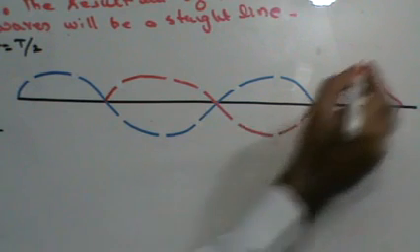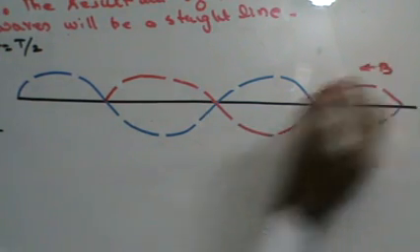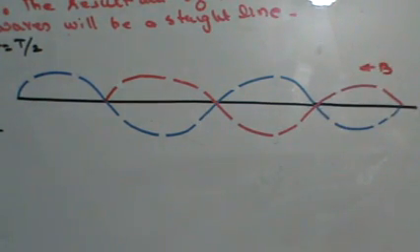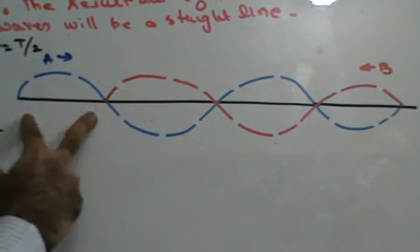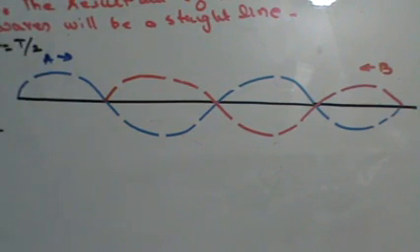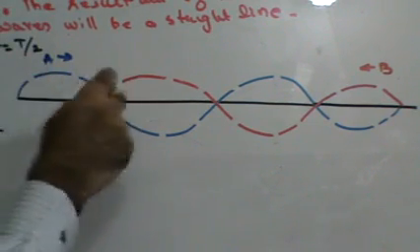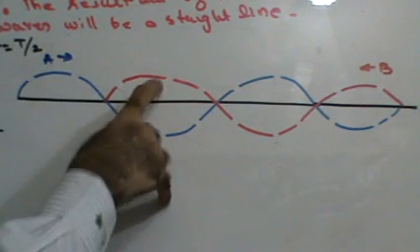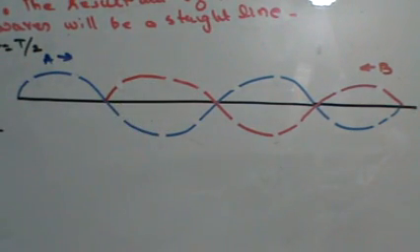This is my wave B traveling in this direction. This is my wave A traveling from left to right. There will be a total difference of lambda at time t equal to T by 2. Therefore, the crest of one will fall on the trough of the other. Do you get this? So you would still have a straight line.